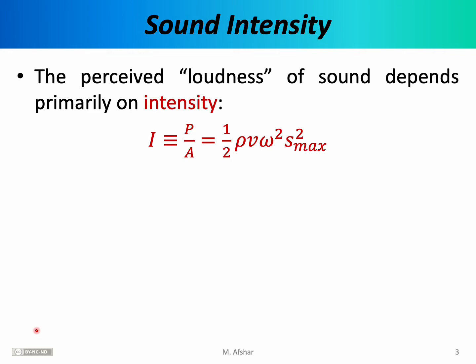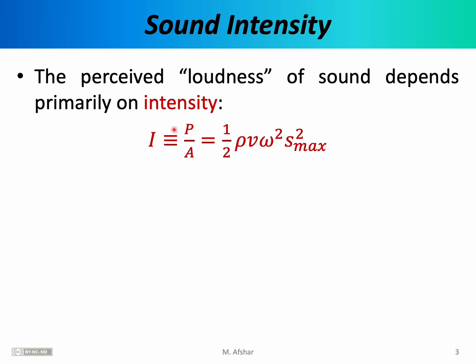In the previous lecture, we mentioned that the amplitude of sound waves is related to the loudness of those sound waves as perceived by the human ear. Here, we want to make that relationship much more precise. The perceived loudness of sound waves depends primarily on a quantity called the intensity of the sound waves. So intensity, denoted by the letter I, is defined as the power of the sound waves divided by the area over which those sound waves are spread.